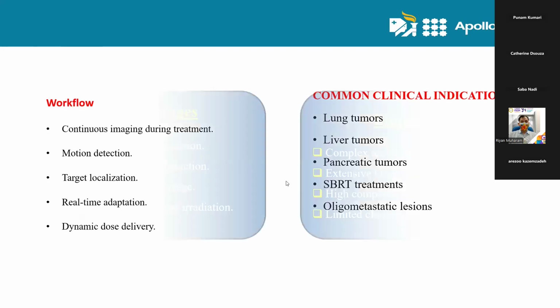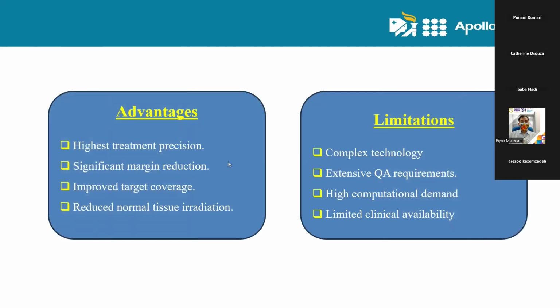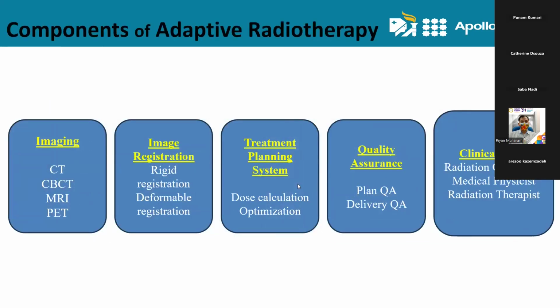When we talk about the advantages of real-time ART: the highest treatment precision, significant margin reductions, improved target coverage, and reduced normal tissue irradiation. And the limitations: definitely it's a complex technology, with extensive quality assurance requirements, high computational demand, and limited clinical availability.